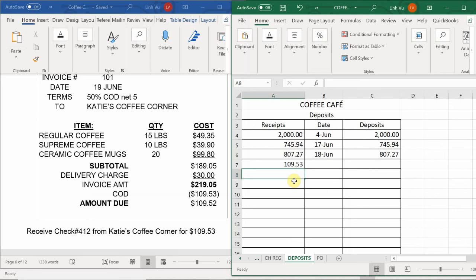Now, if you would like to add a column for the date so you know when you received it, it's up to you if you want to add that. But at the end of the day, it doesn't matter because I'm still holding on to that check. That's my money. So whether I deposit it or not, it doesn't really matter when I received it.